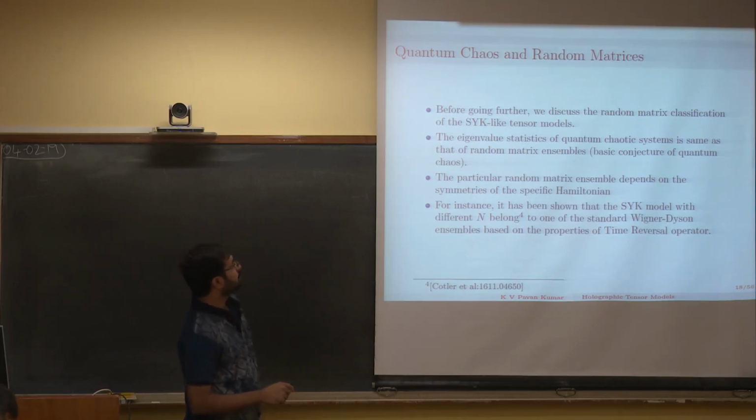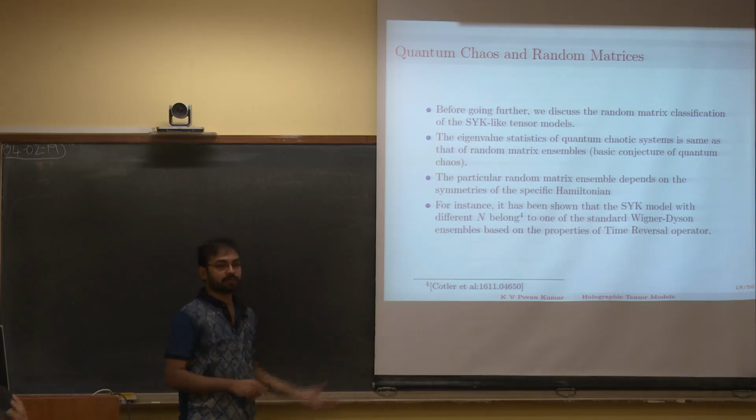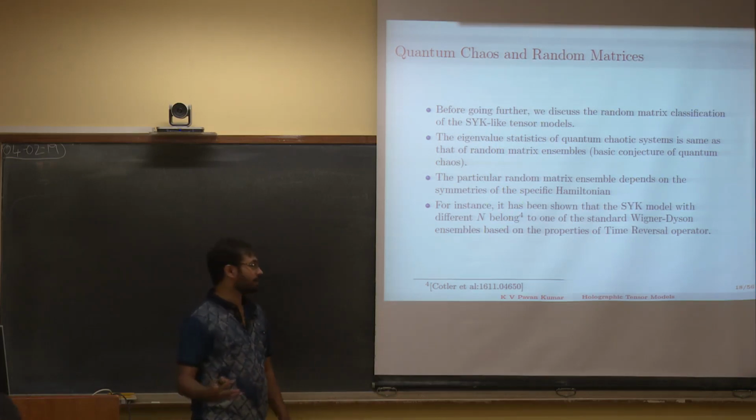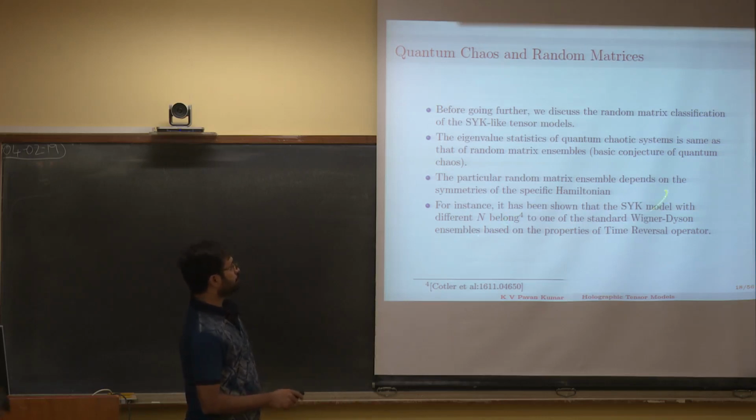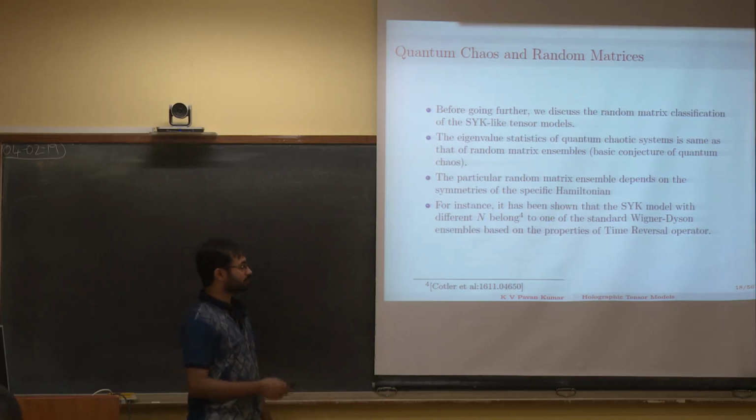And the particular random matrix ensemble depends on the symmetries of the specific Hamiltonian. The important point is it only depends on the symmetries of the specific Hamiltonian. It doesn't really remember all the details of the Hamiltonian. For instance, SYK models with different n belong to standard Wigner-Dyson ensembles based on the properties of the time reversal operator. You can construct a time reversal operator which is a symmetry of the SYK. Depending on its properties, you can find which SYK models belong to which random matrix ensembles, and those belong to standard Wigner-Dyson ensembles.